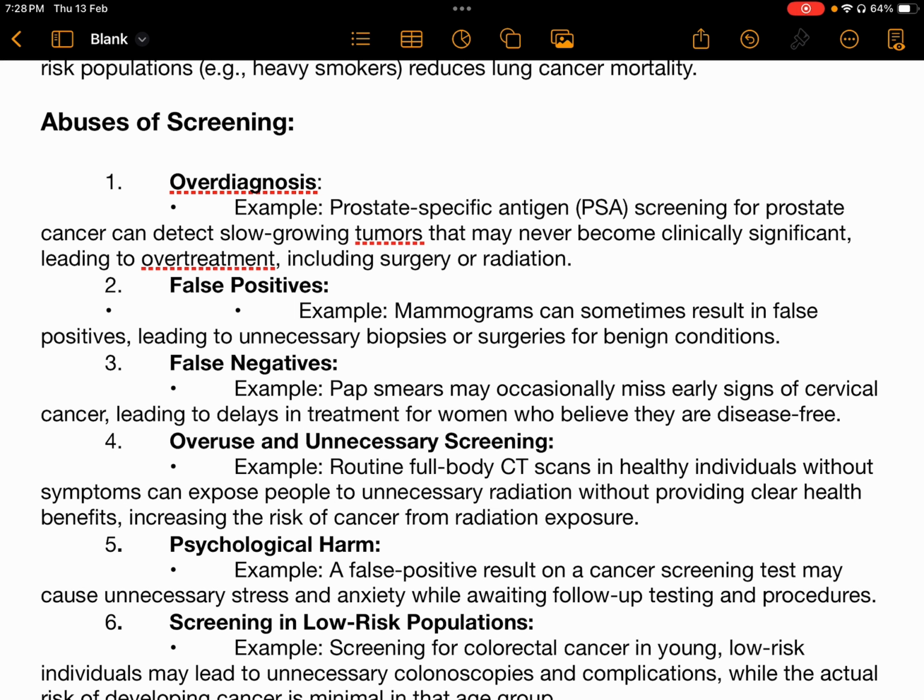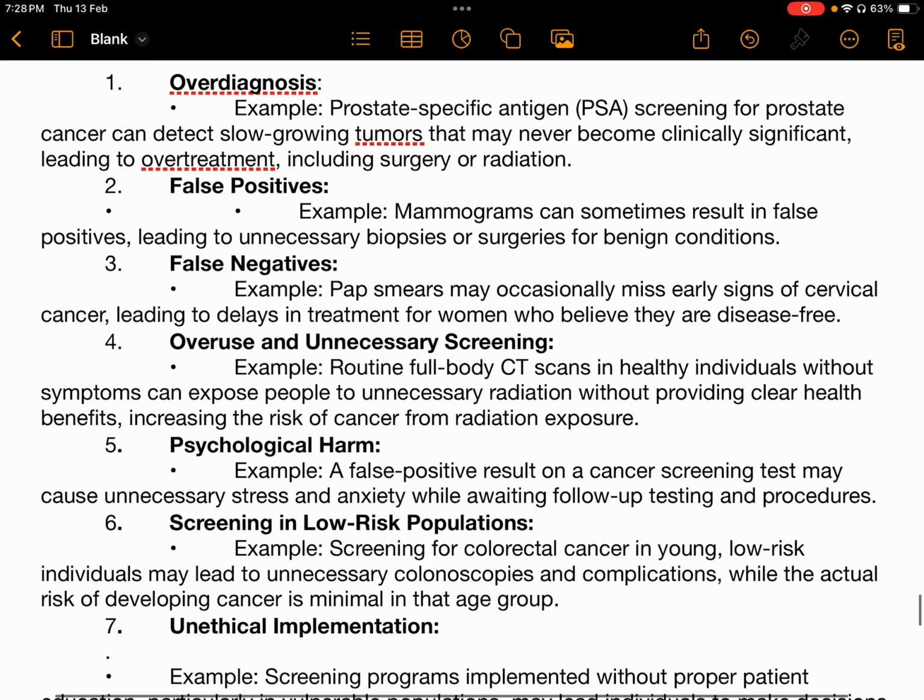Next is overuse of unnecessary screening. In some cases, screening is applied to the population where the benefit is unclear or the risk of harm outweighs the potential advantages. This can lead to increased healthcare cost without corresponding benefits. Like a routine full body CT scan in healthy individuals without symptoms can expose people to unnecessary radiation without providing clear health benefits, increasing the risk of cancer from radiation exposure.